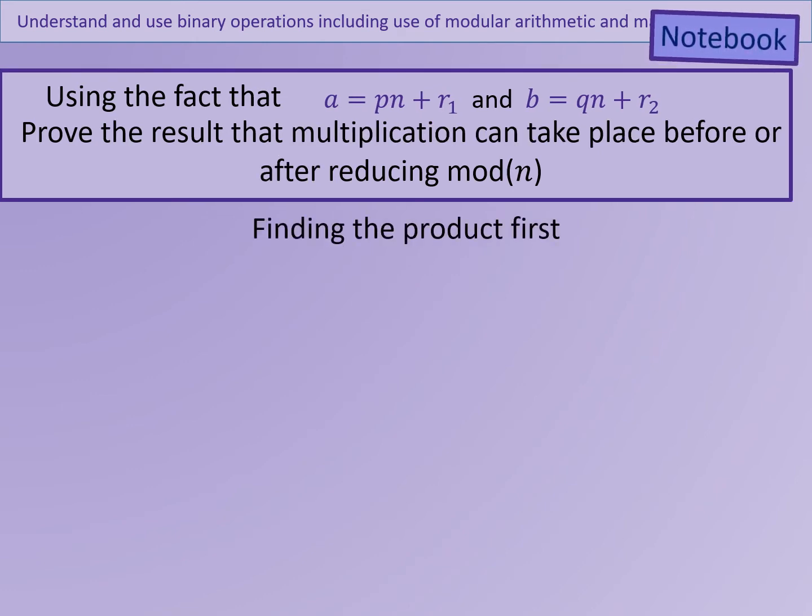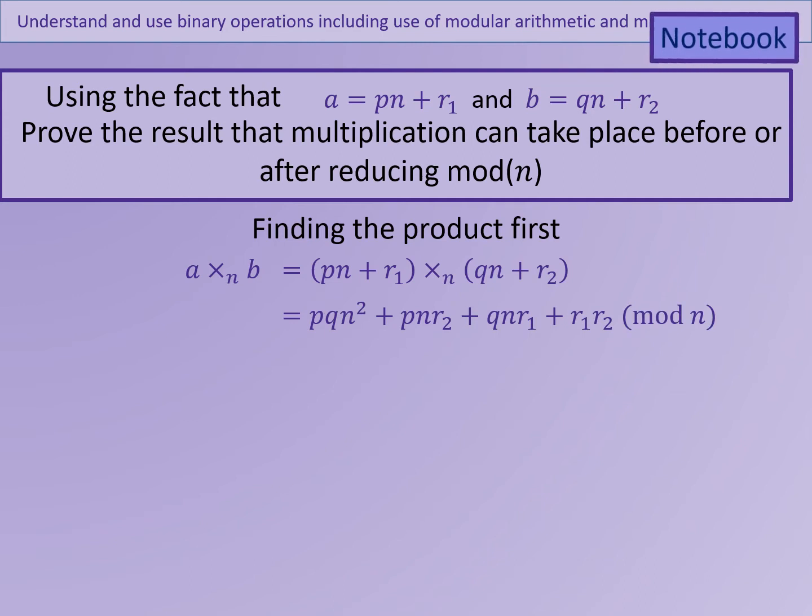We can also do the same calculation but with multiplication, finding the product of a and b. So by finding the product of a and b first, we find that a multiplied by b mod n gives us the following expansion: pqn squared plus pnr2 plus qnr1 plus r1r2. Again, we can factorise out a multiple of n from the first three terms, and we know that when reduced mod n, any multiple of n will be 0. So this entire term at the beginning will equal 0, leaving us with just the product r1r2.